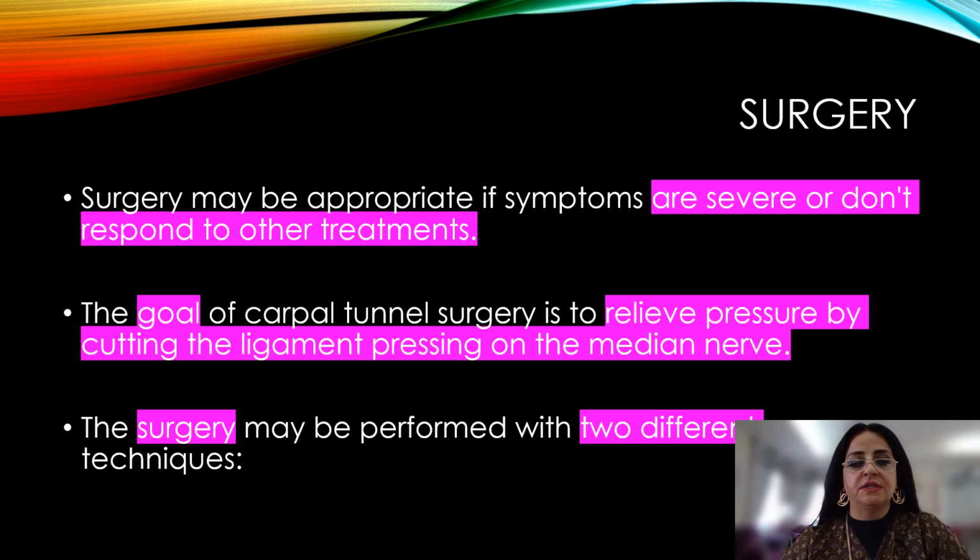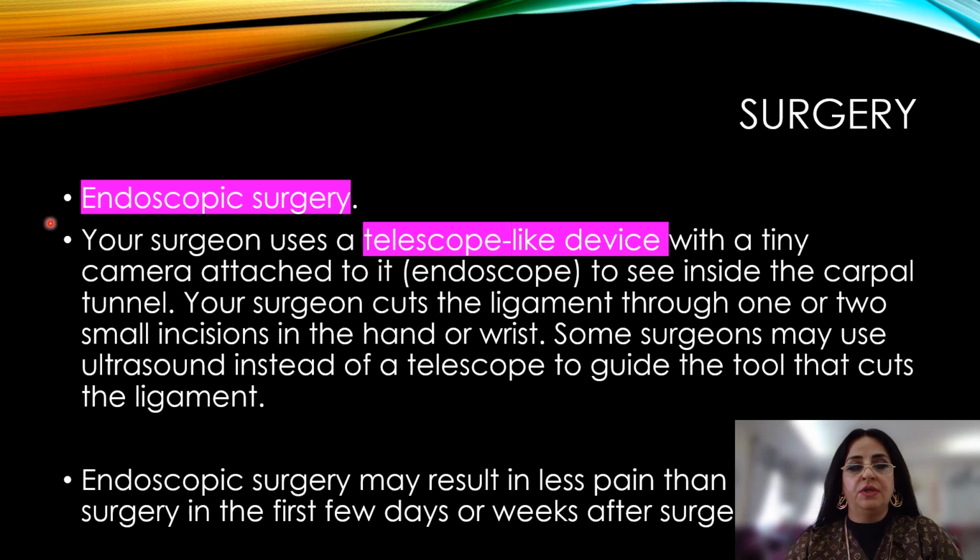The goal is just to relieve the pressure by cutting the transverse ligament over the median nerve, which passes below the ligament. There are two types of surgeries. Either we do endoscopic surgery, a minimally invasive surgery using a telescope-like device which we pass through the wrist without a big opening. We can use this telescopic device and do the surgery. Endoscopic surgery may result in less pain and faster recovery.